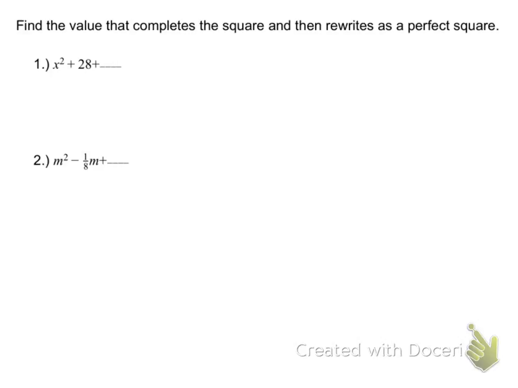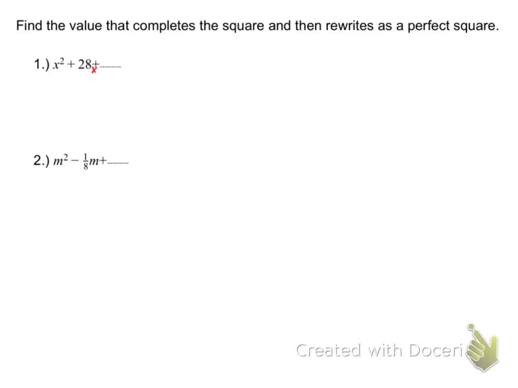What you see up here is parts of a quadratic. The first one is x squared plus 28x, plus something. The second one is m squared minus 1/8 m plus something. The job here is to complete the square so that I can rewrite it as a perfect square.